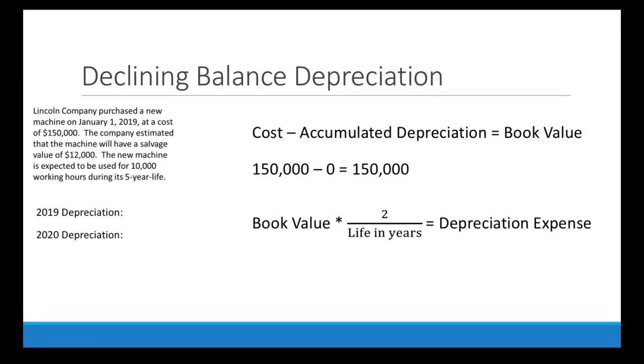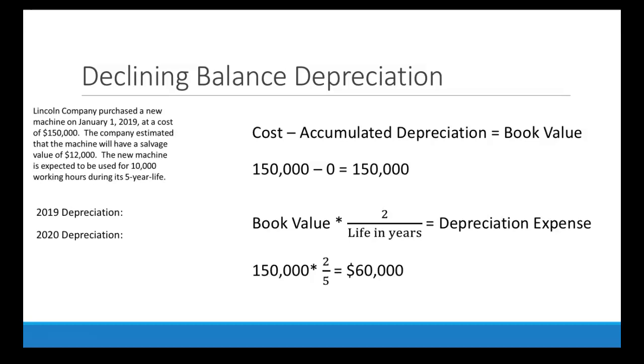Then we can take a look at the next step, right? When we take our book value times 2 over the life in years. Well, our life in years, we were given in our problem as a 5-year life. So we'll take 150,000 as our book value times 2 over 5, or 40%. And when we multiply that out, we get $60,000. So that would be the depreciation for the full year of 2019.